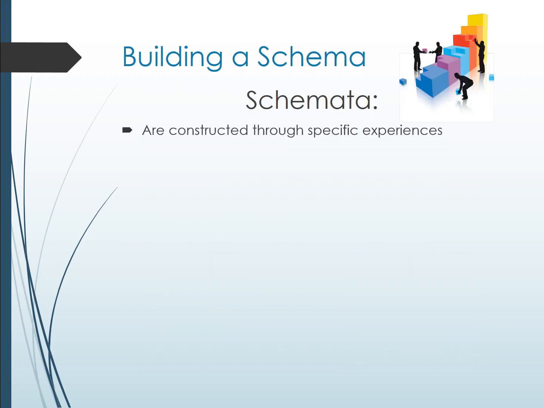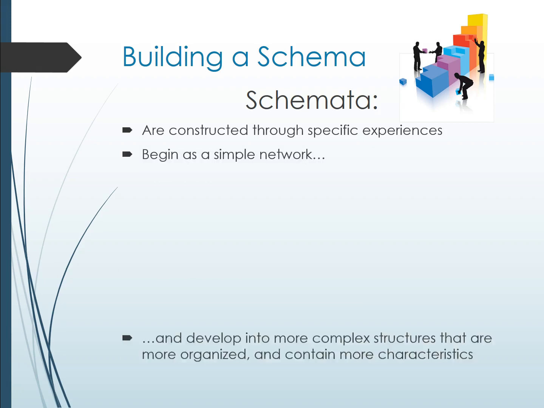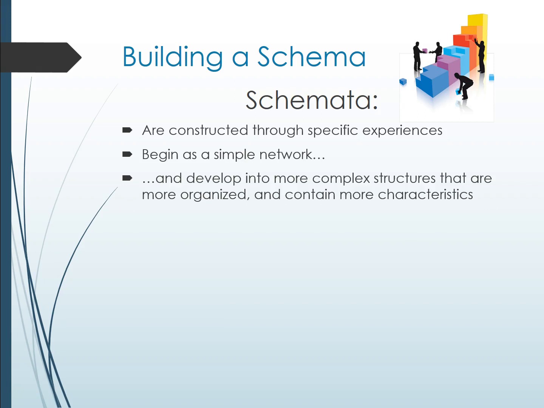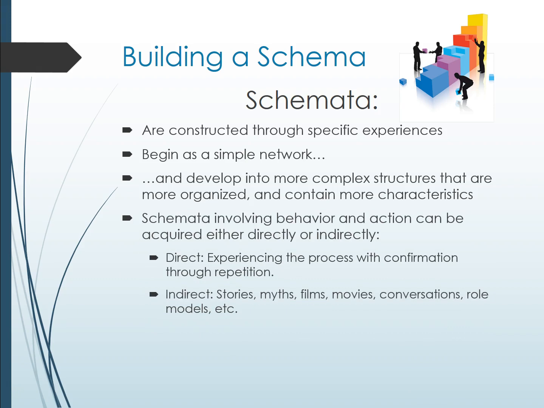Schemata are constructed through specific experiences. They begin as a simple network and develop into more complex structures that are more organized and contain more characteristics. For example, a toddler might think that any animal with 4 legs and a tail is a dog, whereas an older child knows the difference between dogs and cats. Schemata involving behavior and action can be acquired either directly or indirectly. You can acquire your blueprint or expectations directly by experiencing the process with confirmation through repetition. For example, you've probably eaten at restaurants lots of times, so you have had your experiences about how a normal restaurant visit goes confirmed. You can also build a schema through an indirect experience, such as reading or listening to a story or myth, watching a movie, hearing about it from another person, seeing someone else experience it, and so on.